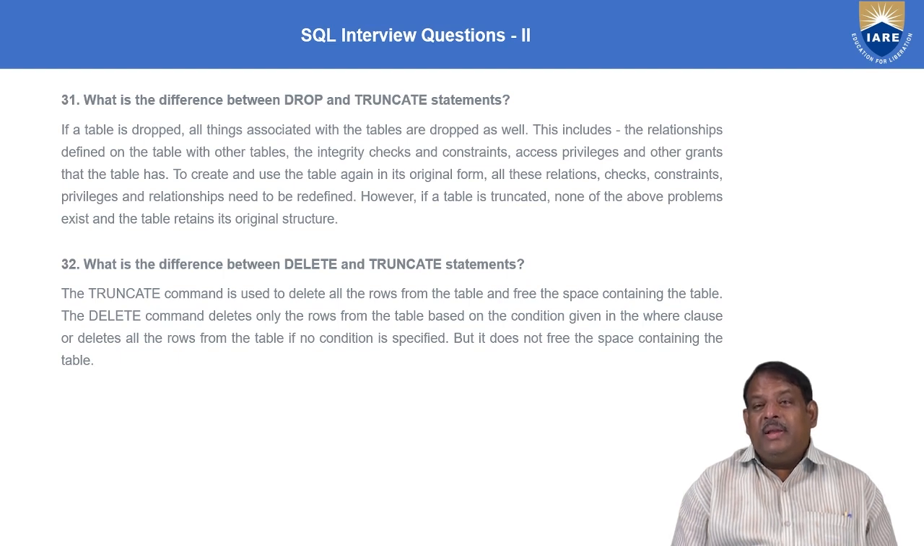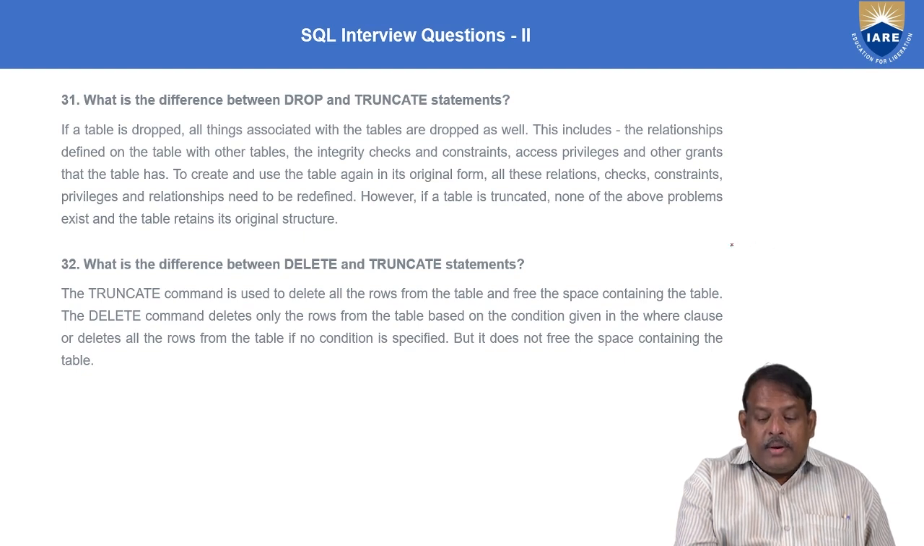However, if a table is truncated, none of the above problems exist, and the table retains the original structure. The only thing in truncate is that only data is lost, but the structure remains. All your relations may exist. Okay, that is the difference between drop and truncate.